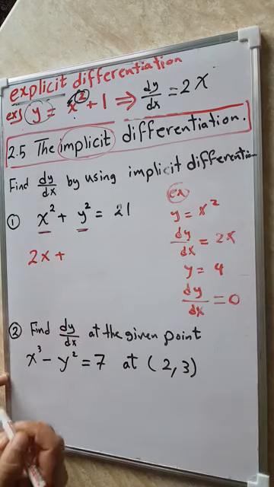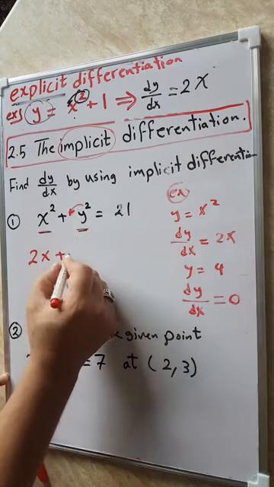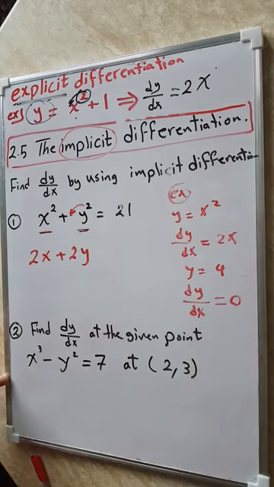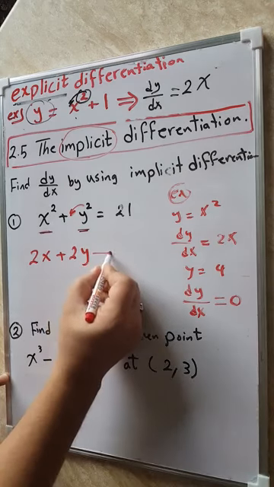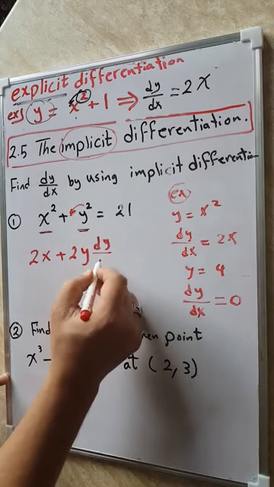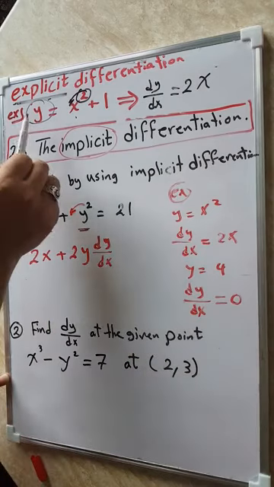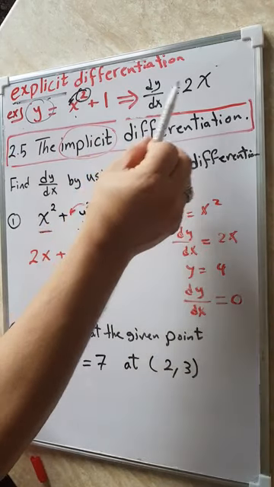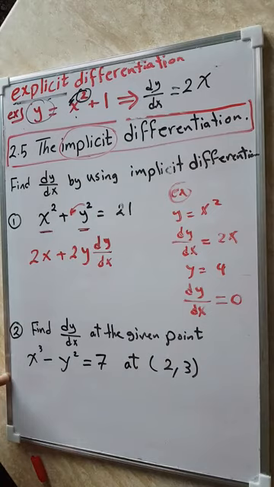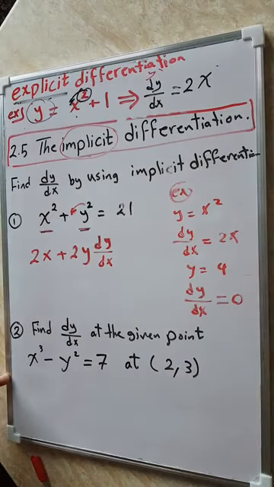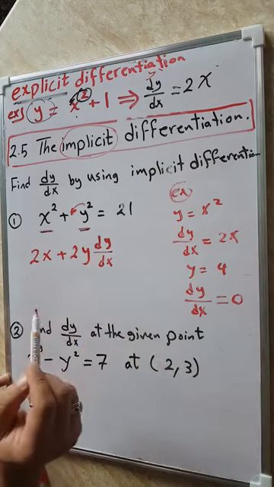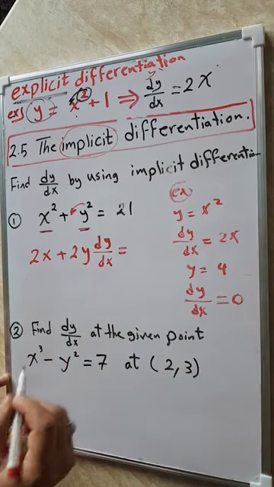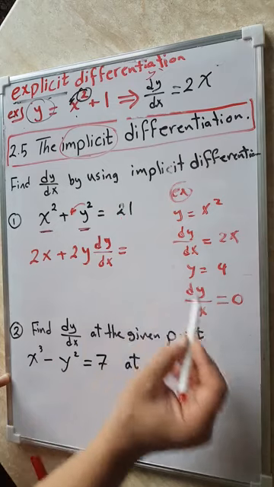When we come to derive y squared, the same way, we drop the power and subtract 1, so it is 2y. But the only difference here, you will multiply this y by dy over dx. See, when it was just y, we said dy over dx equals 2x. And the same like y prime, when we write y prime. Dy over dx is the same like y prime. So here, when you derive y, you just multiply it by dy over dx. Equals, what is the derivative of any constant, as we said? 0.